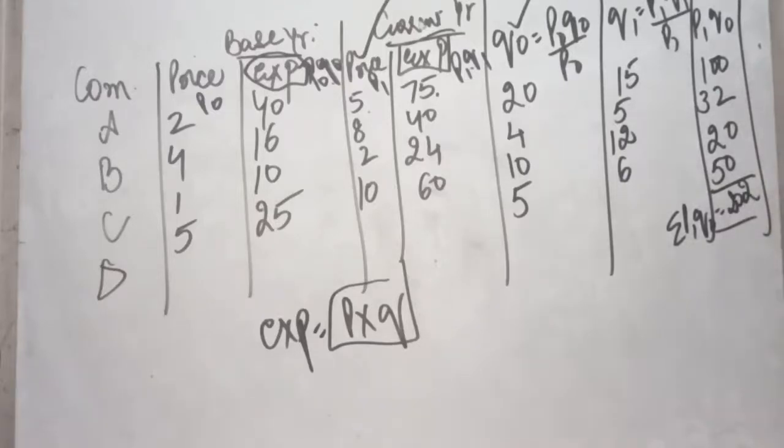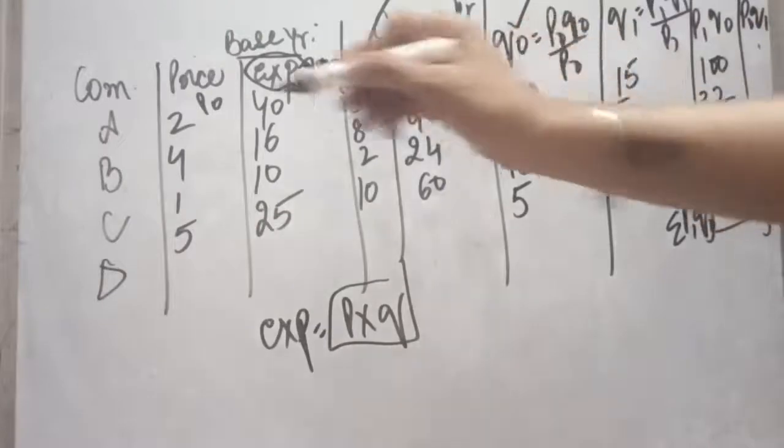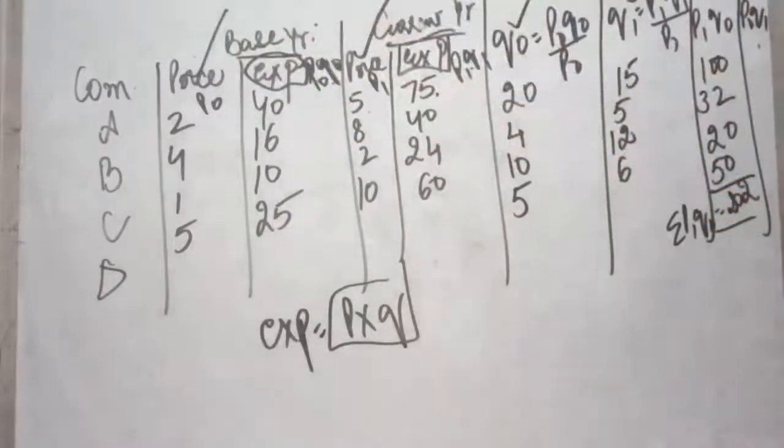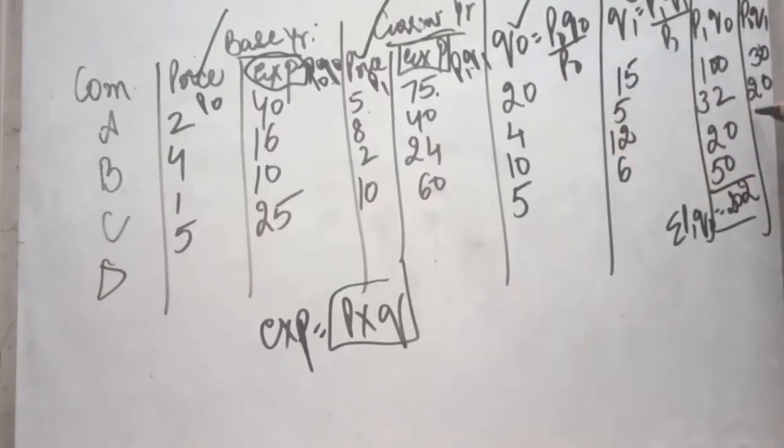And one more piece of information I will require, that is P0 Q1. So this is my P0 and Q1 I have calculated. So 15 into 2 will be 30. 5 into 4 will be 20. 12 into 1 will be 12, and last 30. So I can add these values and I will have sigma P0 Q1 as 92.